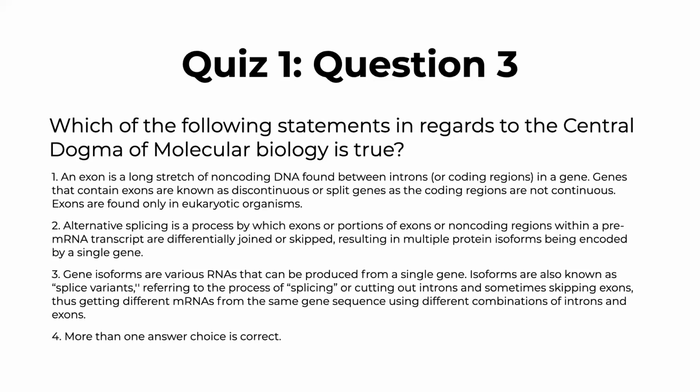Okay, let me make it easier for you. Oh, okay, Genova is saying 3. So I will make it easier, and I will tell you that the correct answer here is 4. More than one answer choice is correct, but one of these answers is incorrect. So which answer is incorrect?